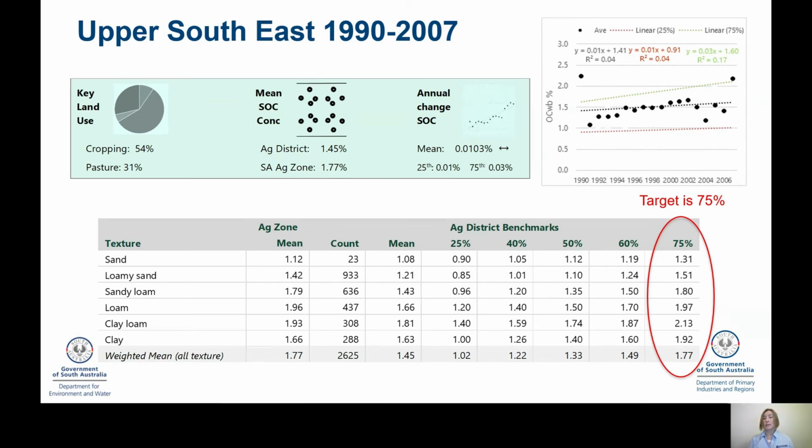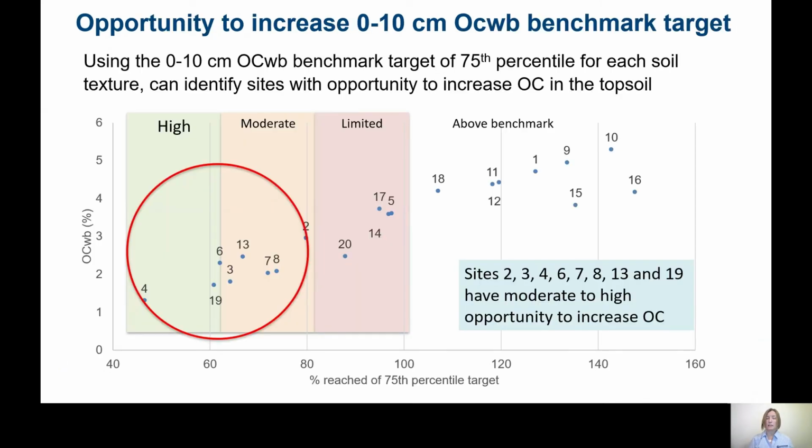What we're doing for bigger projects is trying to get an idea of identifying carbon opportunity. So we're using these values for the areas where we've collected a lot of benchmark values. And we're using this 75th percentile as our target. So you get your carbon concentration for the area, you divide it by that 75th percentile, and you change that into a percent. And by doing this, we can then start graphing these areas. So here we have organic carbon Walkley Black, so it's the value there. And then down the bottom there, we have that percent reached of that 75th percentile target.